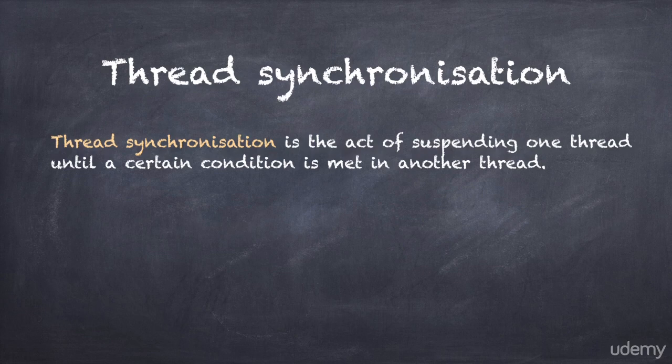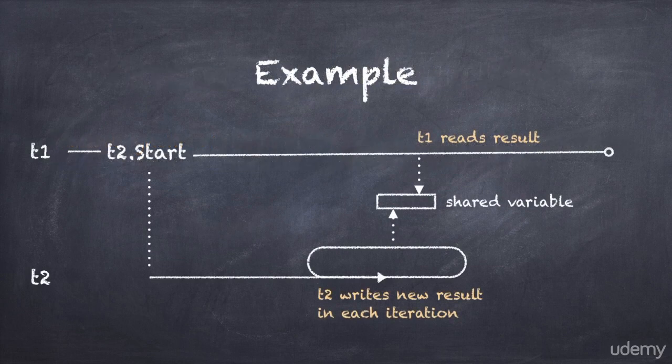So why would you need thread synchronization? Well, let me show you an example. This is a very common situation in multi-threaded code. You have a main thread that launches a second thread to do some complex work in the background. The thread loops and produces a new result every few milliseconds. The main thread simply waits for the results to become available and picks them up one by one.